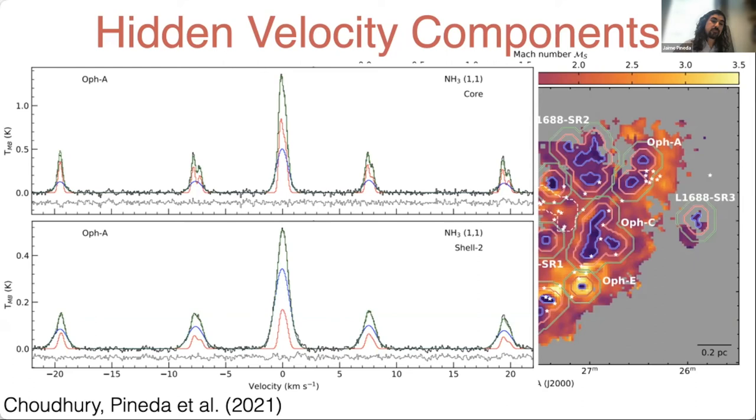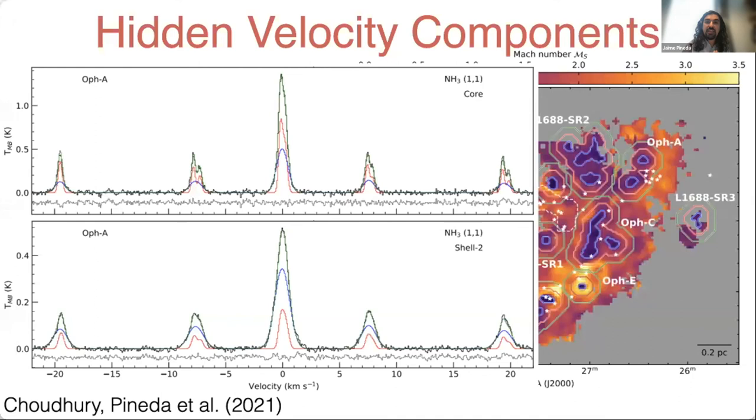Now you see that toward the core, we have the narrow component that we always knew existed, but now there is a broad component that we need to include to account for the strong winds that we see in the spectra. Similarly, when we go to shell two, the outermost layer, we start to see that the dominating component is the turbulent blue component, supersonic turbulence, but still there is a subsonic red component present.